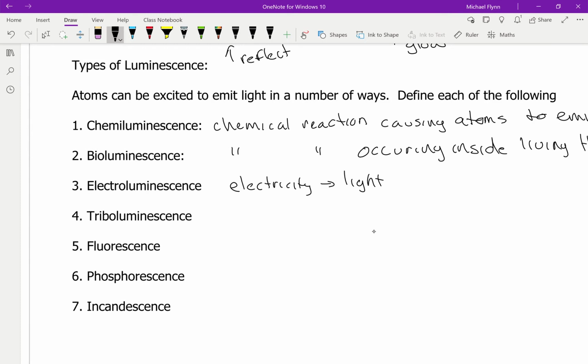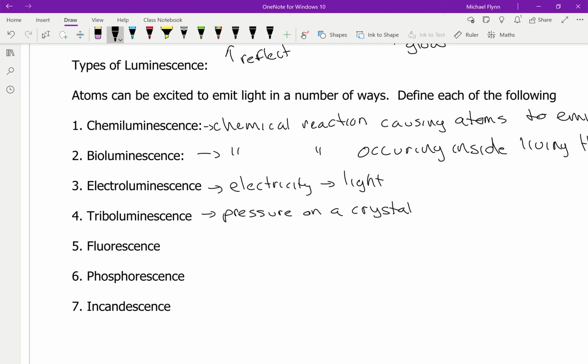Triboluminescence is when you put pressure on a crystal to release light. You just got to excite the atoms, right? That's our goal here. Excite the atoms. Once they get into an excited state, they'll release light. There's different ways of exciting them, so that's what we're looking at now.